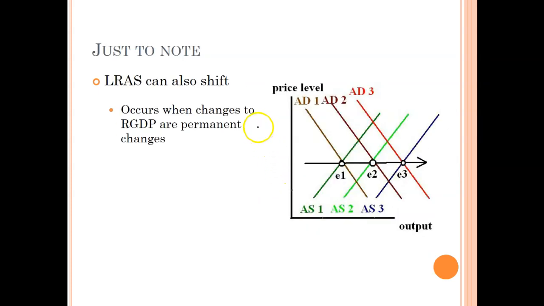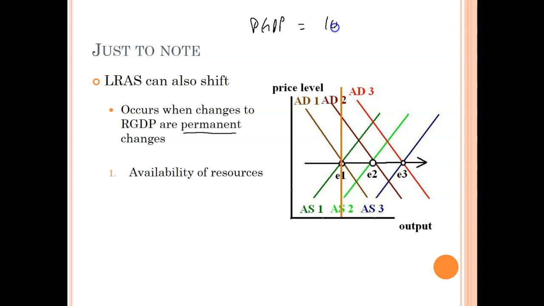So last thing is the LRAS can shift. Now, when can it shift? When the changes to the ability to produce are seen as being permanent. So if resources become available, that can shift the LRAS. Let's think about it this way. If LRAS is the potential GDP, if I have a labor force of 100, and I have a 5% natural rate of unemployment, that means I have 95 people working. So this is going to be the number of workers. I'm going to multiply by the productivity. Let's say it's 1. So there's a 95 output.